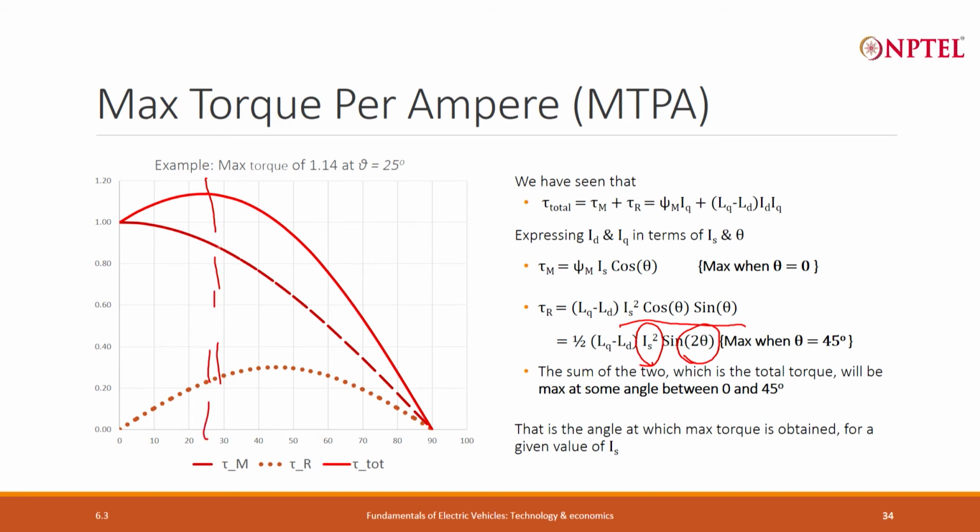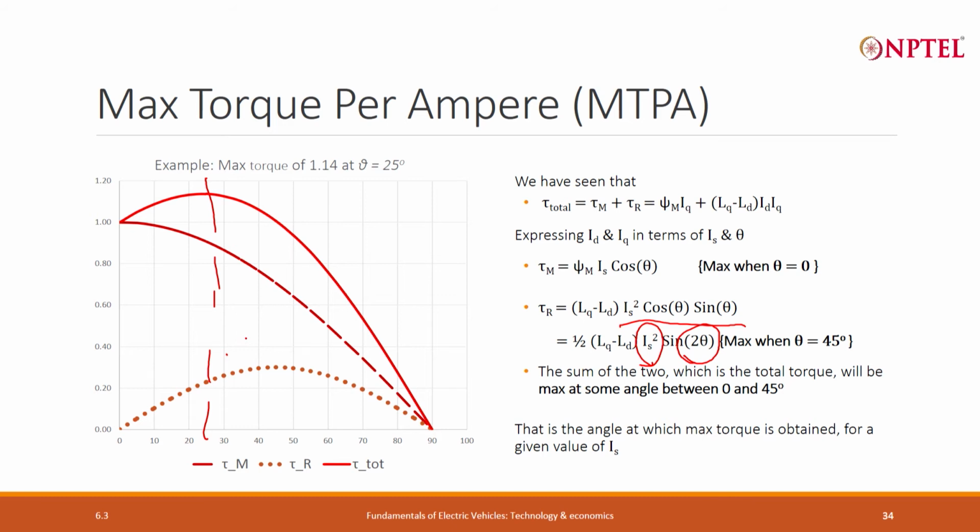This is where it will go, and that maximum torque has a value of 1.14. I am getting 14% more torque than I would have got if I did not use phase advance to exploit the reluctance torque. If I only focused on the magnetic torque, I would have got a torque of 1, but I am now getting 14% more torque.